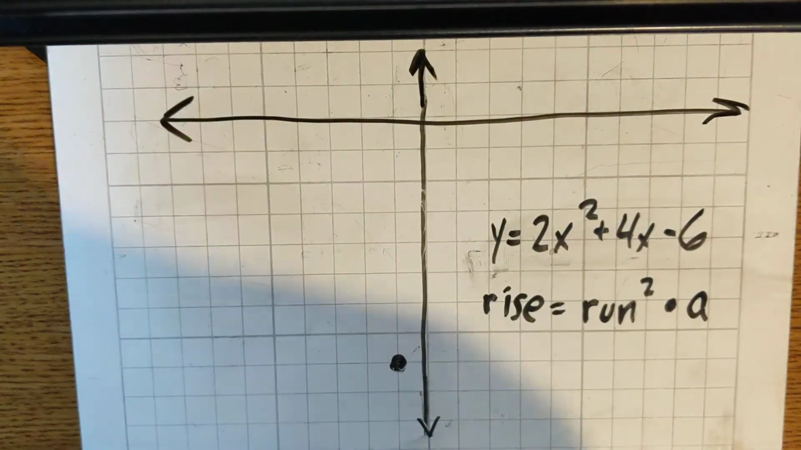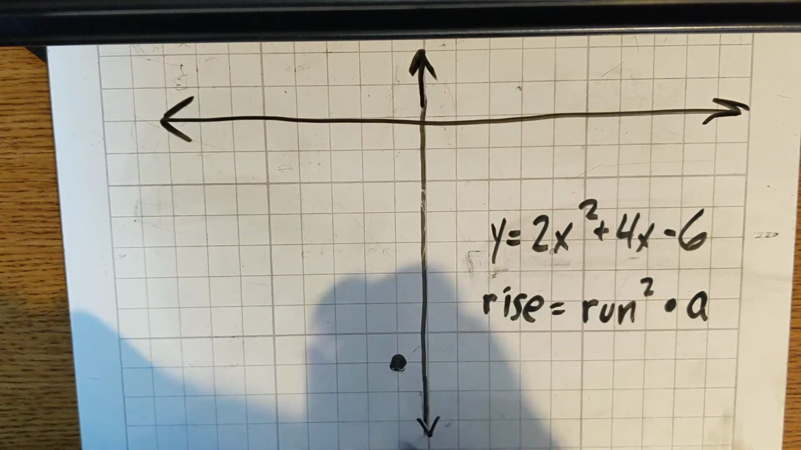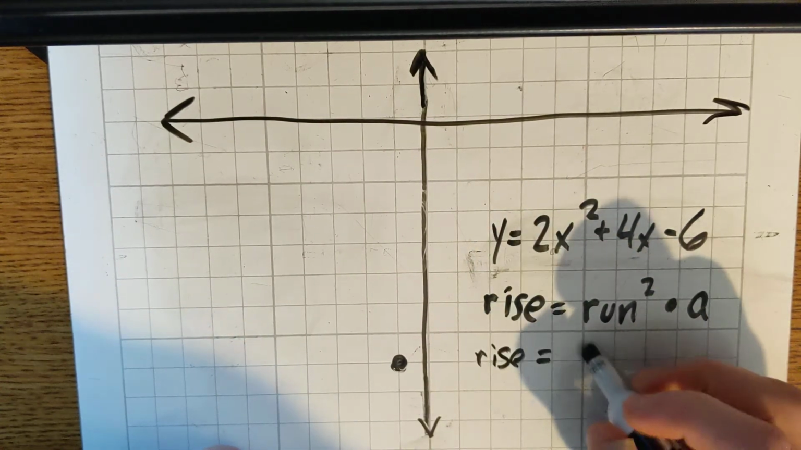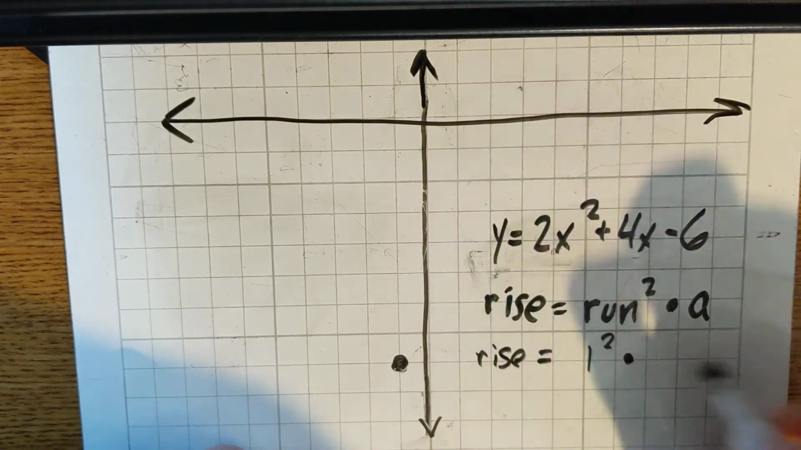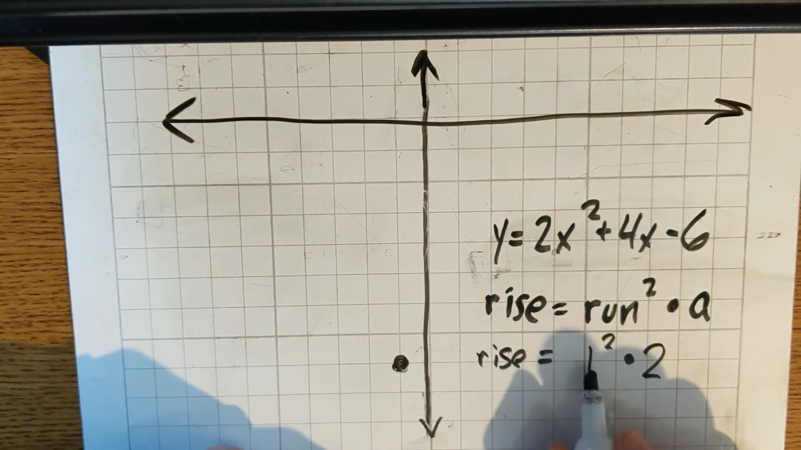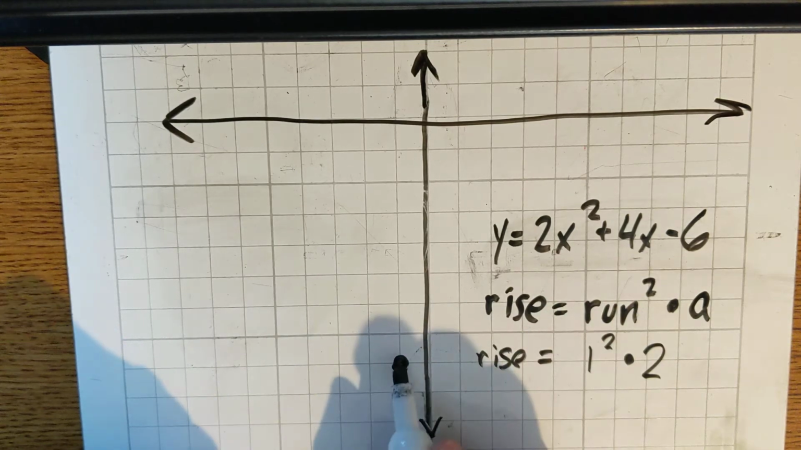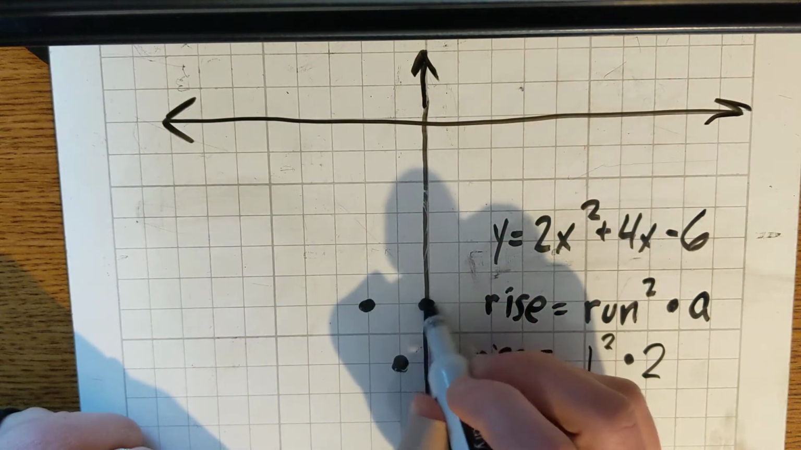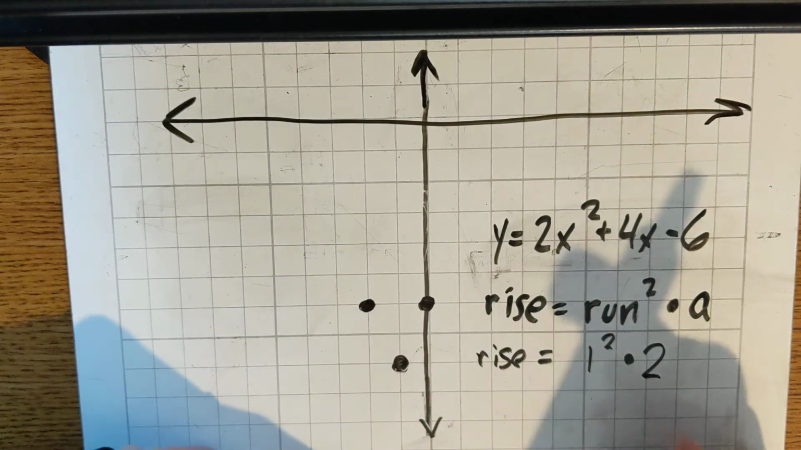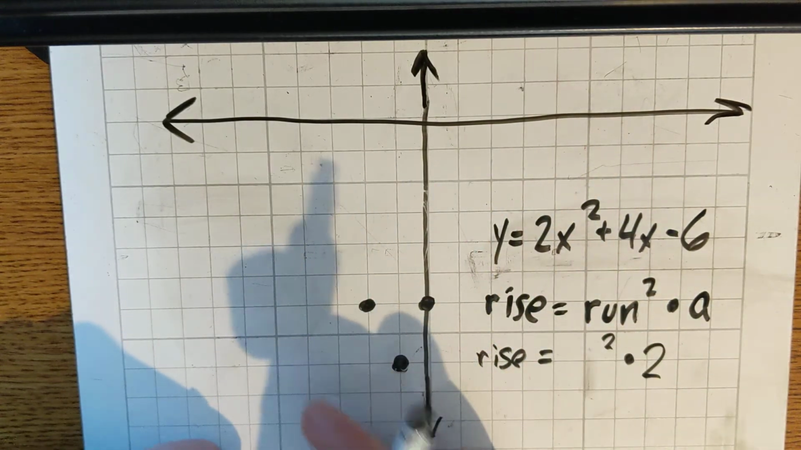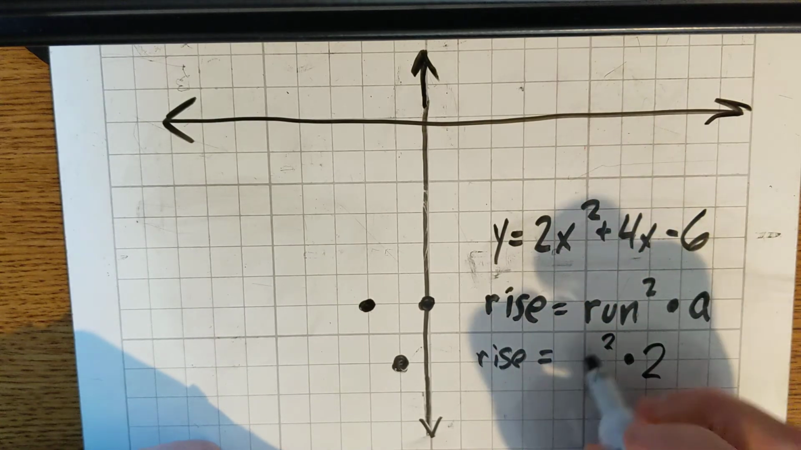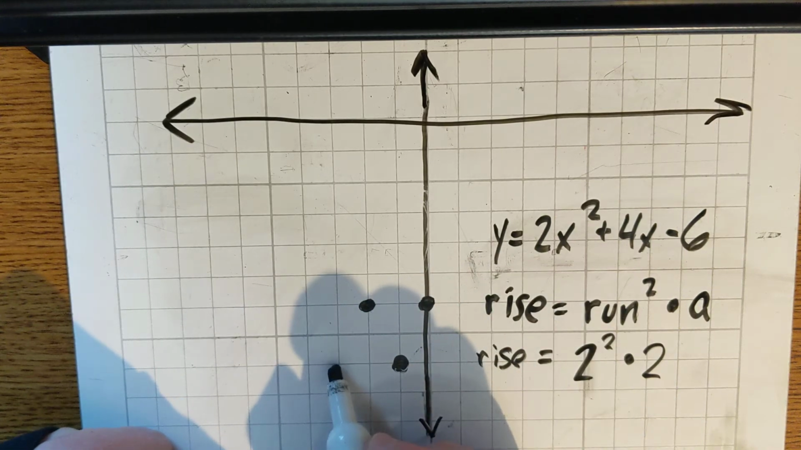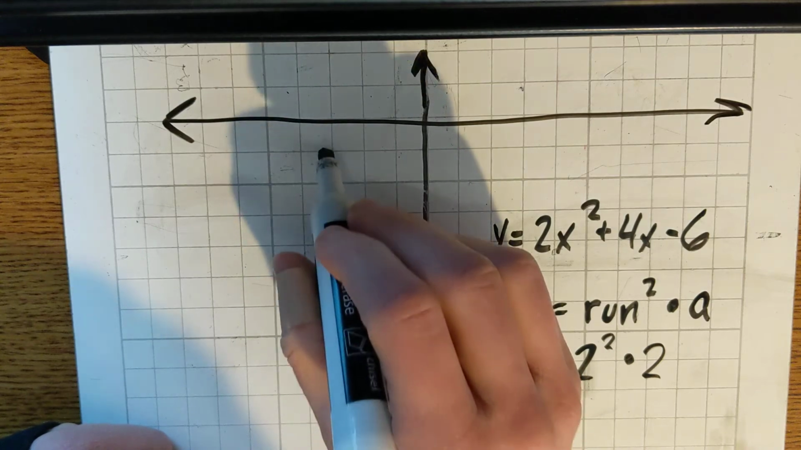All right, so the way this works is this. For the first one, we are running 1 away. So my rise is equal to 1 squared times our a value, which is 2. So 1 squared is 1, times 2. When I run 1 from my vertex, I'm going to rise 1, 2. And I mirror that over, so it could be either side. Now I'm going to try it where I run 2 away, 2 to the left or 2 to the right of my vertex. My a value still stays the same. Now I'm running 2, so it'd be 2 squared, which is 4, times 2 is 8. So when I run 1, 2, I'm going to rise 1, 2, 3, 4, 5, 6, 7, 8.